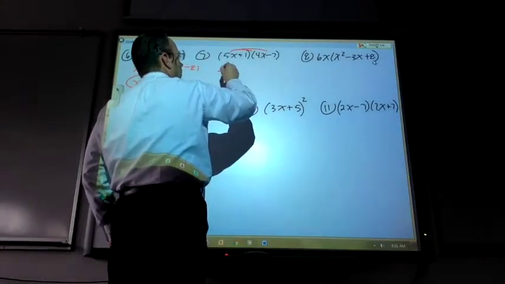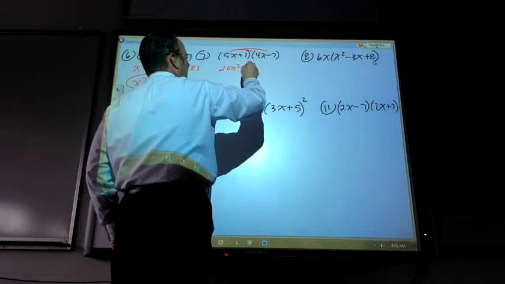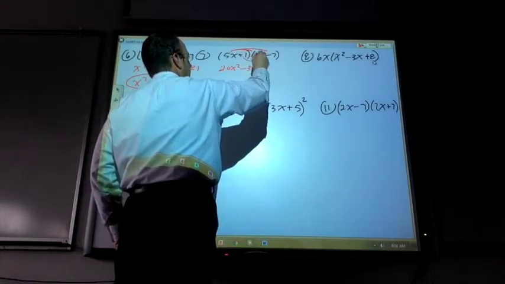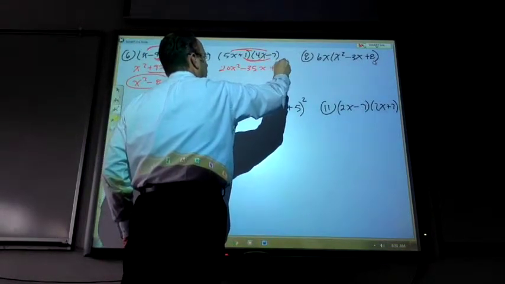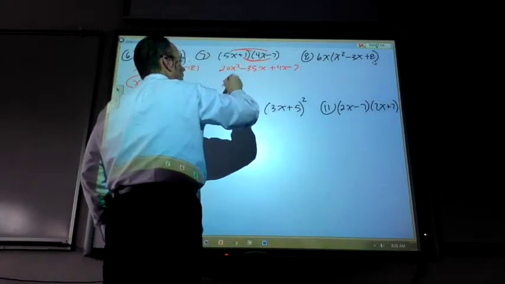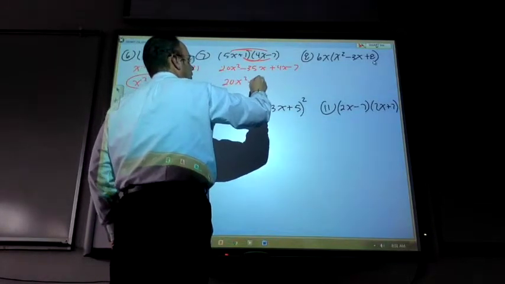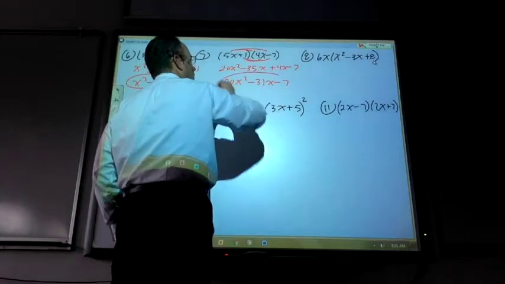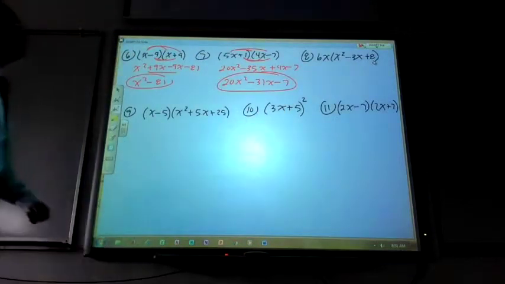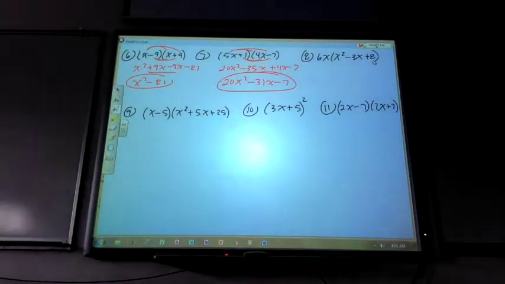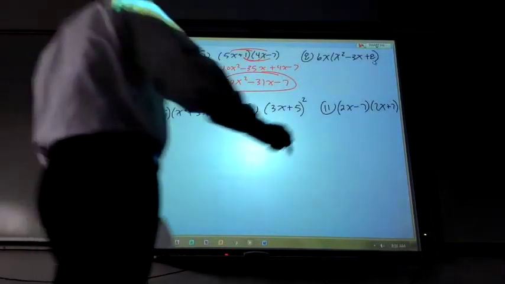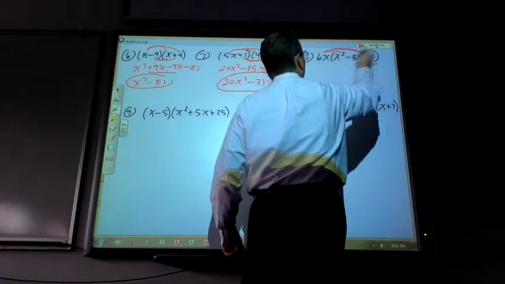Number 7, multiply this here and here. So that gives me 20x squared minus 35x. And here and here. That's done. How do I do number 8? Just distribute the 6x to all 3 terms. It comes here and here and here.